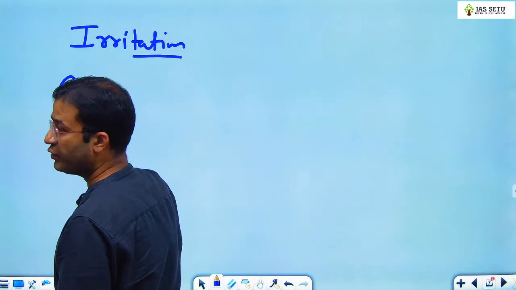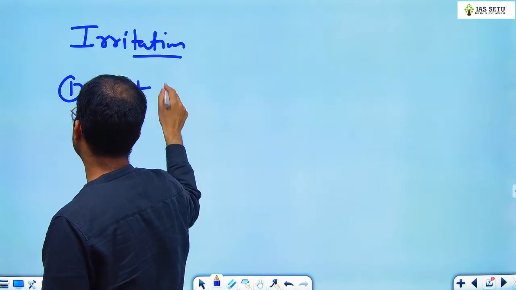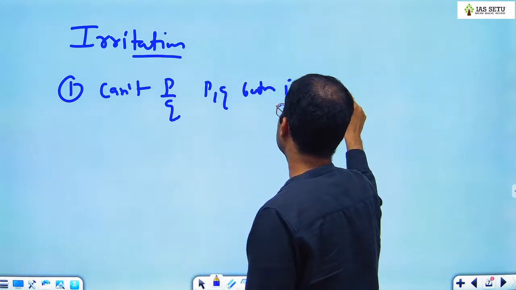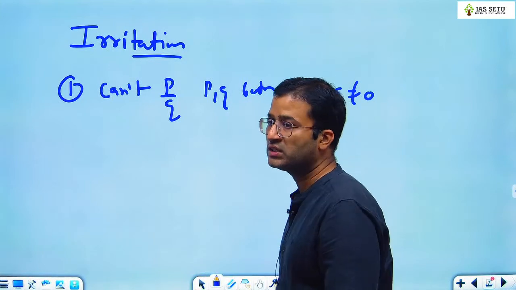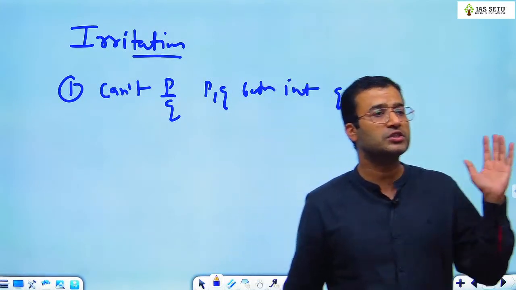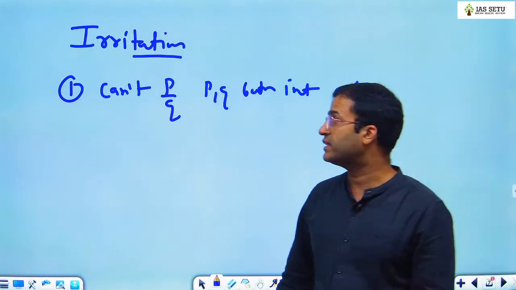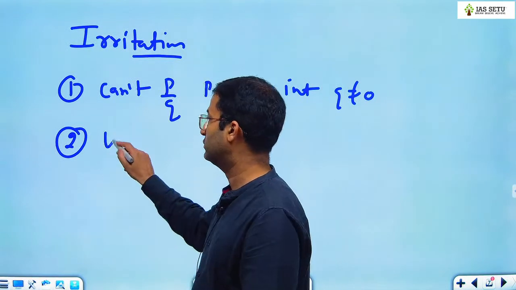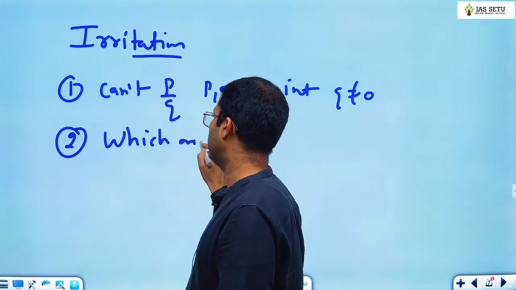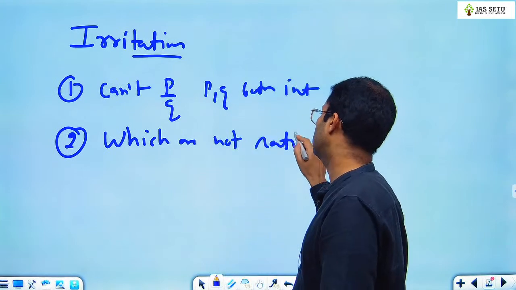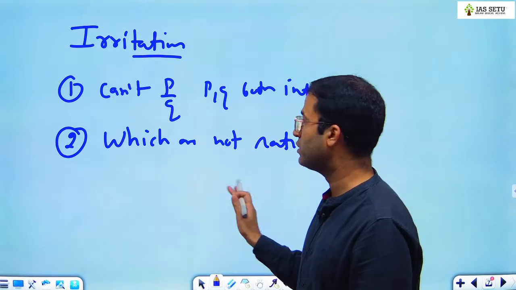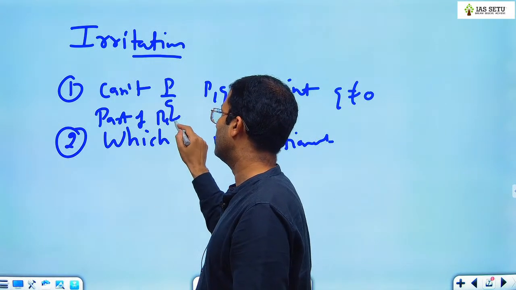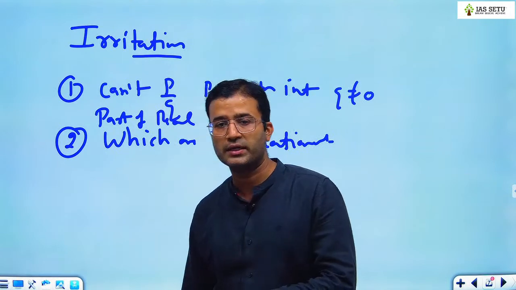First thing is, we cannot express it in the form of P by Q, where P and Q are both integers and Q is not equal to 0, which is the standard definition given in your standard book. Second thing we have understood about irrational numbers: they are not rational. Part of real numbers which are not rational, you can write this also. It is a part of real numbers but not rational.